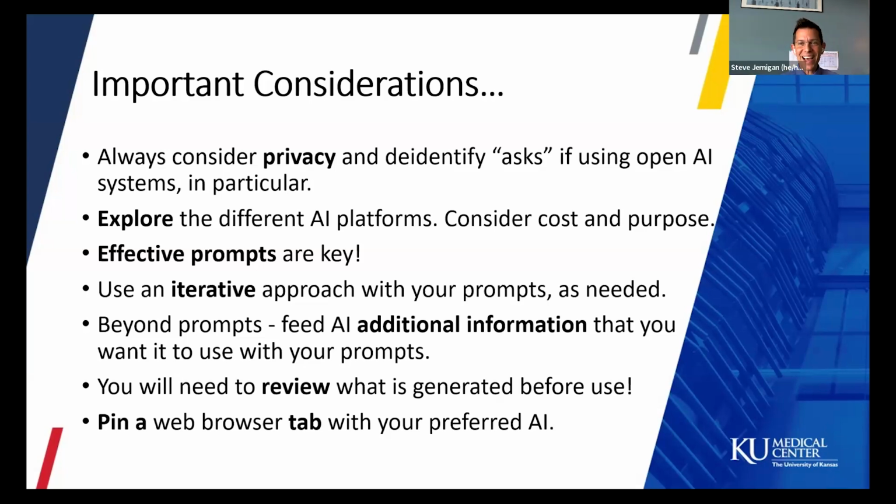Effective prompts are key. We know that, right? So we're all developing our prompt skills over time. Using an iterative approach is super helpful, especially because it can learn from that iterative approach to make it more like a conversation, not just like a Google search. And beyond prompts, feed AI information. This is something I've been doing a lot more of recently, and it's been super helpful to create some guide rails or guidelines for it to use. And then as always, you will need to review what is generated. We've talked about this a lot. We want to keep those skill sets that we have. We don't want to become dependent on AI. And so making sure we review what is generated.